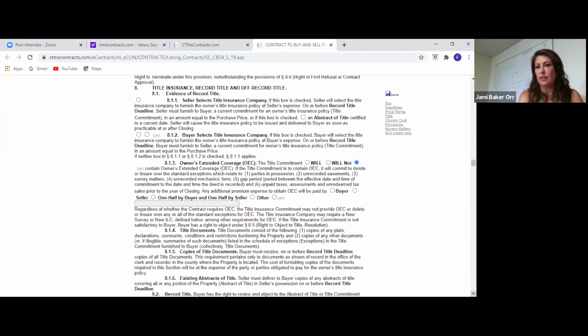Title insurance just says that you're going to get title insurance. If it's vacant land, you're not going to have owner's extended coverage. It's like gap insurance for a car. On houses, I feel, I don't know how Tony feels if he's watching, you should always mark OEC. Because if you have a title commitment issue, they are very expensive, and OEC is about $65.